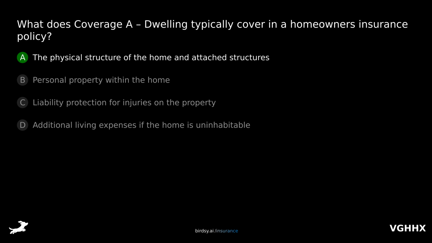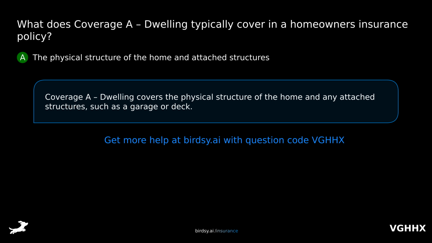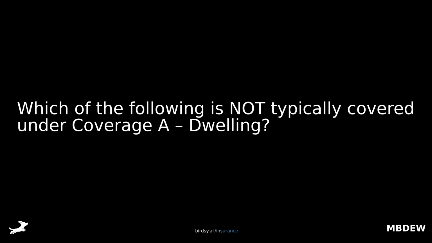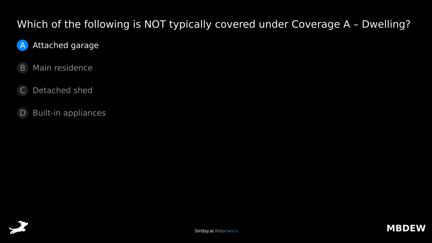The answer is A, the physical structure of the home and attached structures. Coverage A, dwelling, covers the physical structure of the home and any attached structures, such as a garage or deck. Which of the following is not typically covered under Coverage A, dwelling? Is it A, attached garage, B, main residence, C, detached shed, or D, built-in appliances?